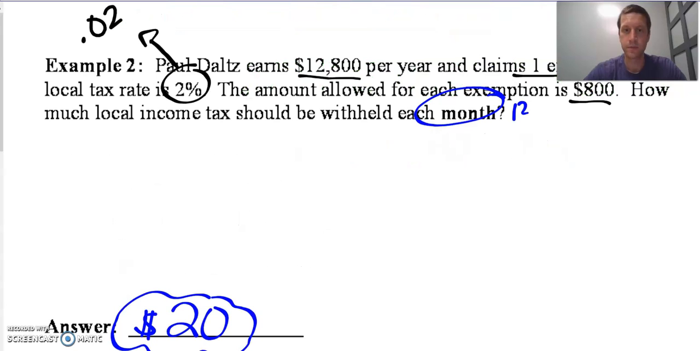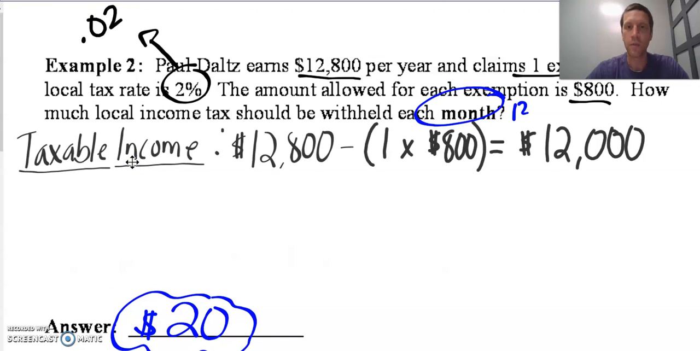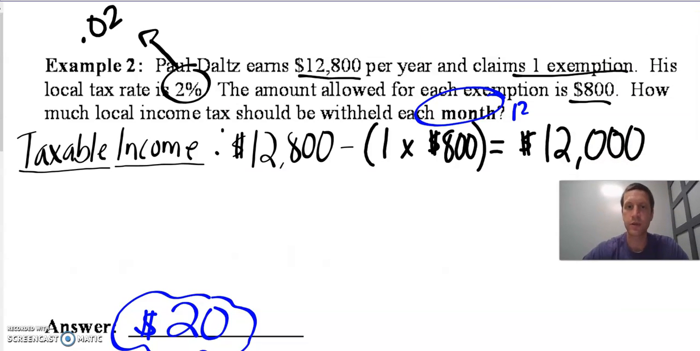We have 2 more examples. I already showed you the answer on this one, but that's okay. Let's show how we're getting there. So this is for Paul. Paul earns $12,800. He claims 1 exemption. Tax rate is 2%, which we're using 0.02, and it's $800 again for the amount for each exemption. So taxable income, same as step A from the notes. So I take my income, $12,800, minus 1 times 800. I'm only claiming 1 exemption. I'm assuming Paul is single, lives by himself. That's going to get us $12,000. So we make $12,800. We only get taxed on $12,000, which is kind of nice.